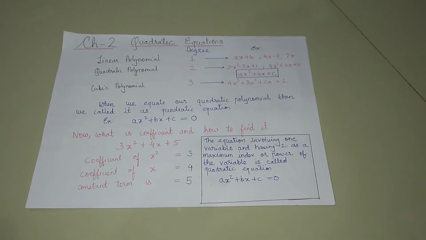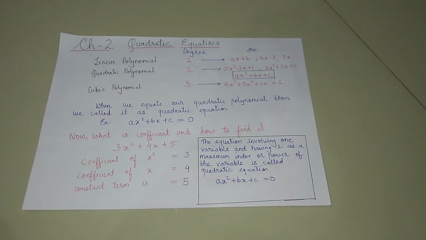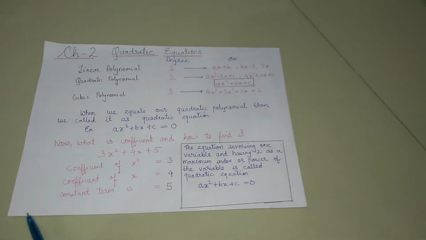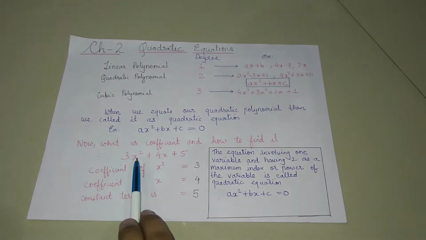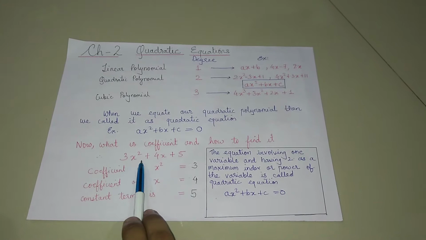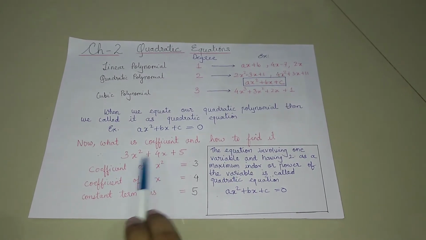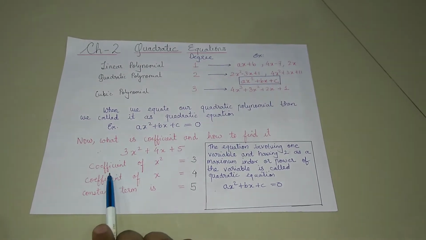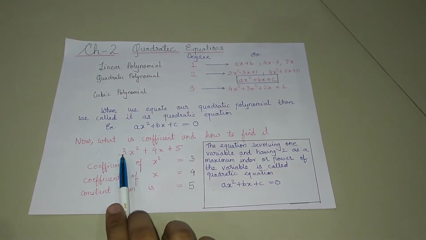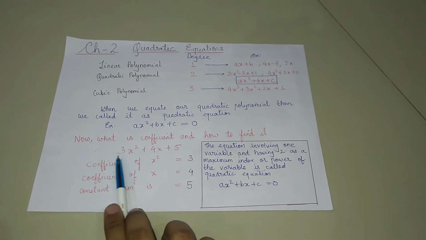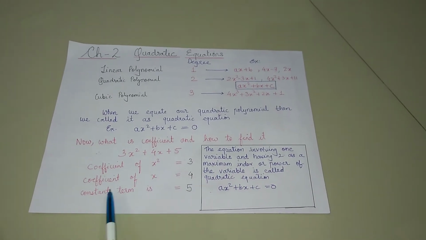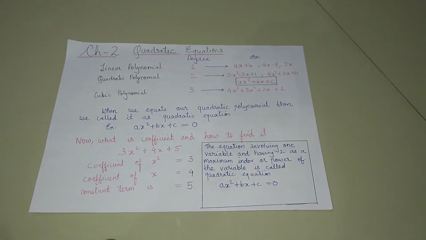Now what is the coefficient and how to find it? Let's see by example. If 3x square plus 4x plus 5 is the given equation, and they have asked to find the coefficient of x square. What is the coefficient of x square? This is the number we have to write, that is 3. Coefficient of x is 4 and the constant term is 5.